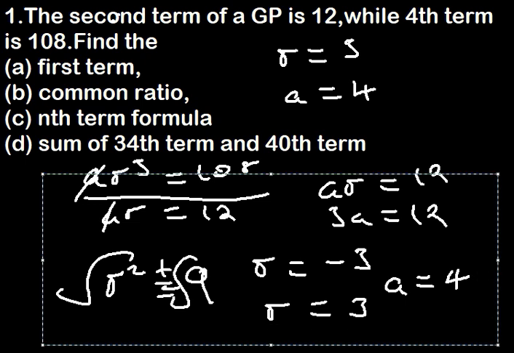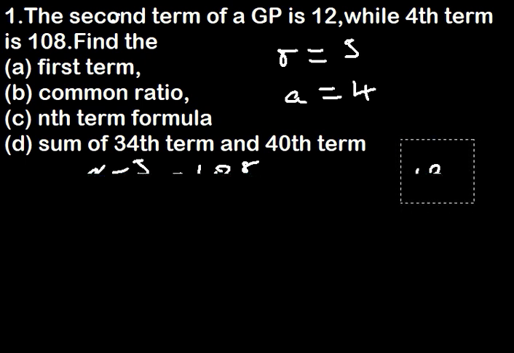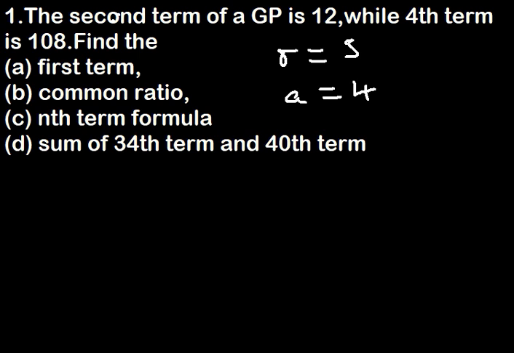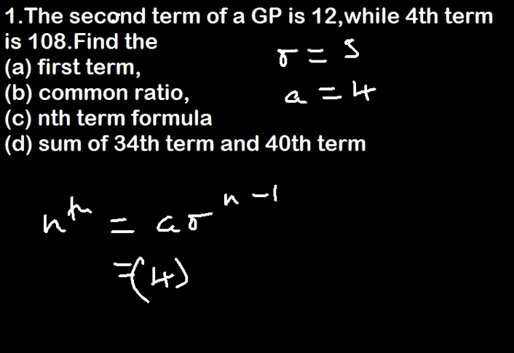Next we go for the other question, that is question C. So what is question C? We need to come up with the nth term formula. The nth term formula is the formula expressed when the number of terms is unknown. In this case we have ar to the power n minus 1. We know the first term, which is 4, times, and what is the ratio? We have it as 3 to the power n minus 1. We cannot simplify this further.